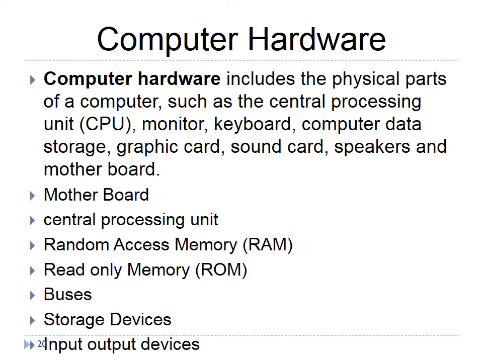Random access memory, or RAM, stores the code and data that are being actively accessed by the CPU.